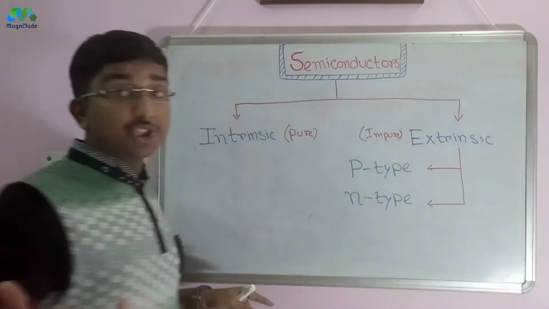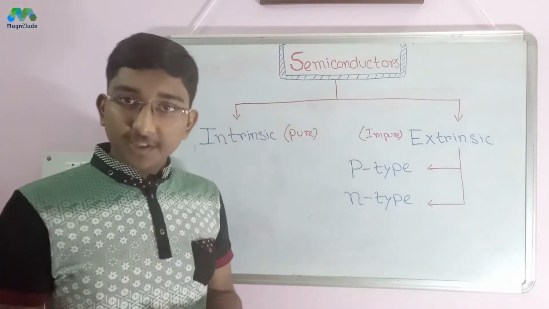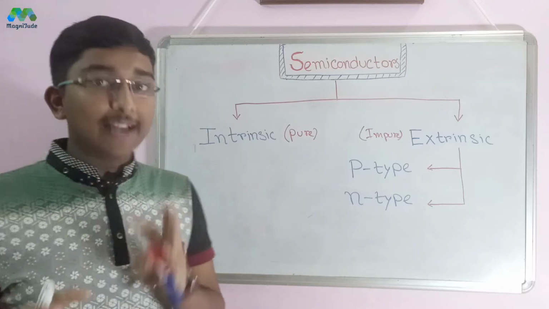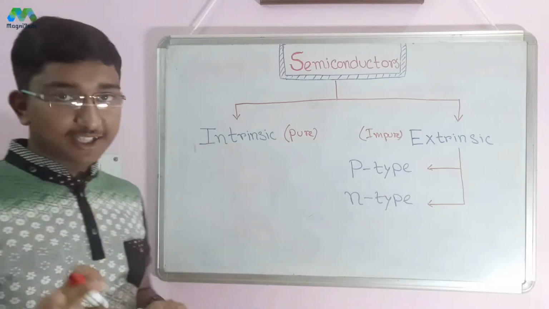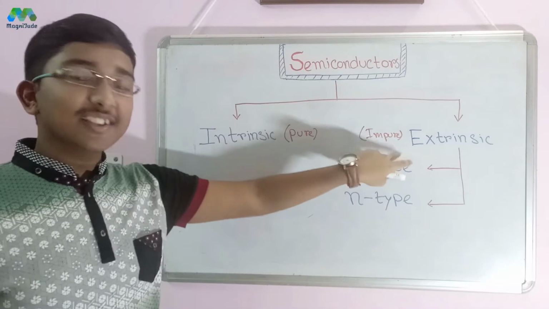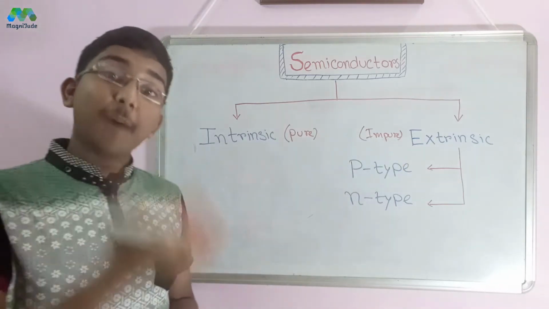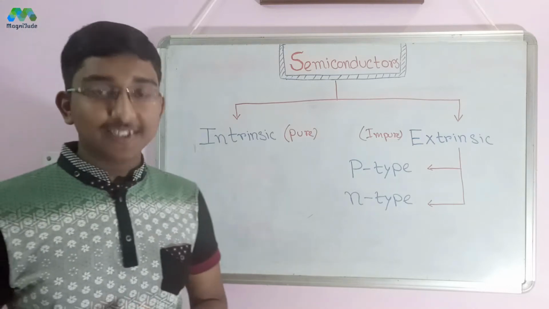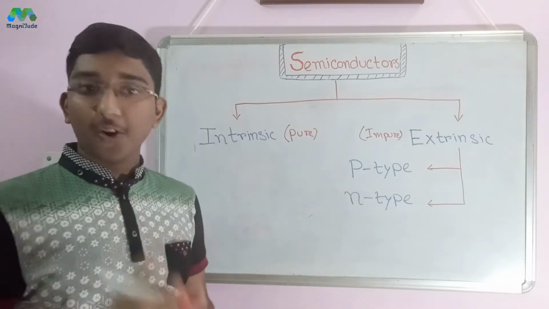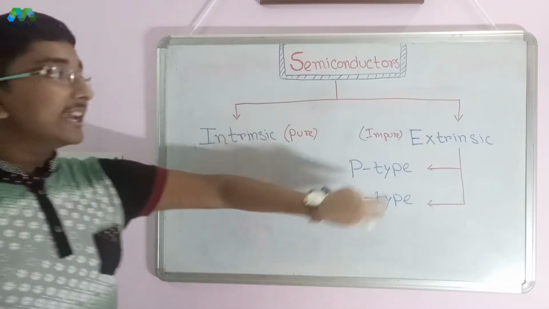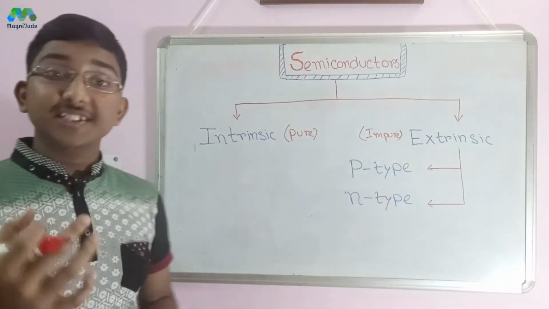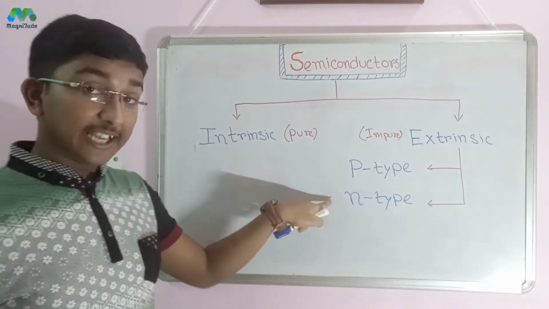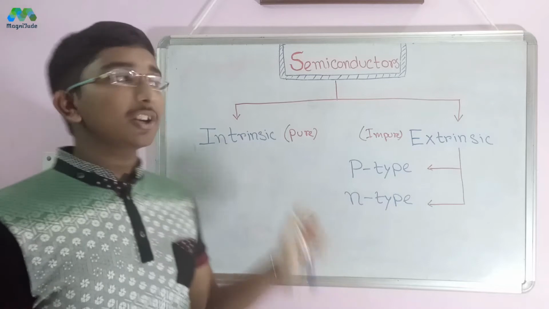You might have a question: why are we using impure semiconductors? We use extrinsic semiconductors a lot as compared to intrinsic semiconductors because extrinsic semiconductors have more power of conductivity. We will discuss this as we move forward in the video. Again, extrinsic semiconductors are divided into two types: one is P type and the other is N type. We will have a detailed discussion of each of these types.